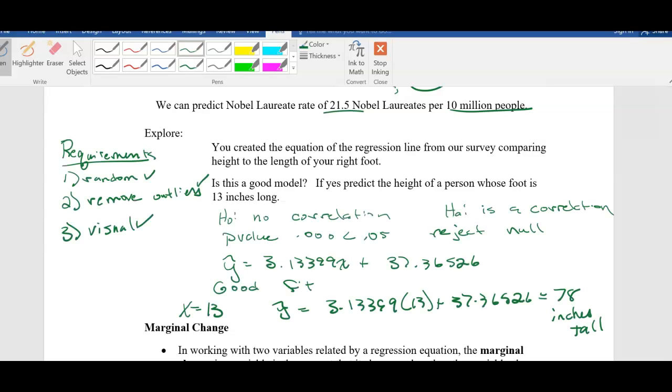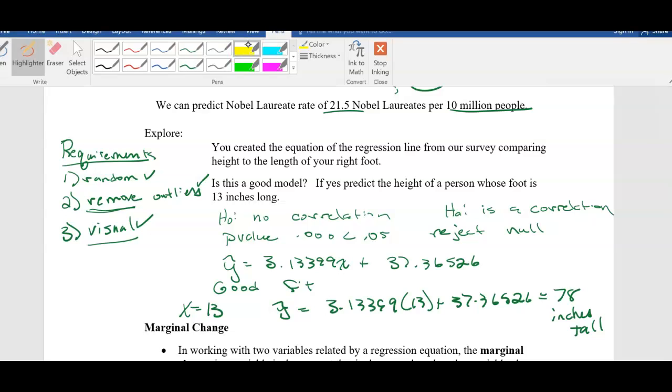Okay, I hope you did well, and I hope you remembered to check your requirements. All right, is it a simple random sample? And we're going to say yes. Did you remove your outliers? If you did not, go back and do so and redo this problem. And then check your visual to make sure we have a line, which after you remove your outliers, doesn't look too bad.